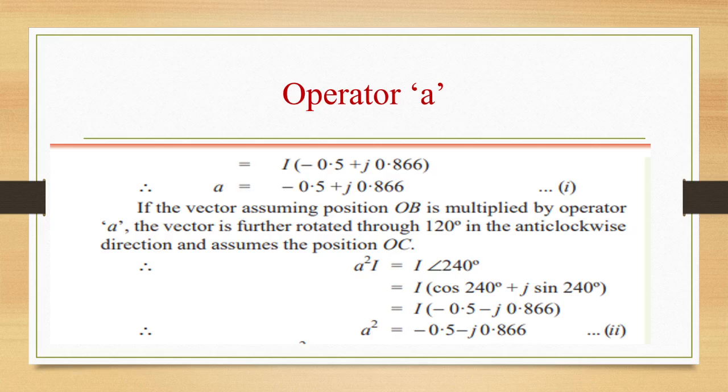If the vector assuming position OB is multiplied by operator A, the vector is further rotated through 120 degrees in the anti-clockwise direction and assumes the position OC. Then A square into I is equal to I angle 240 degrees, that is I into cos 240 plus j sin 240. Cos 240 value is minus 0.5, sin 240 value is minus 0.866. So I will get cancelled, and A square equals minus 0.5 minus j 0.866.